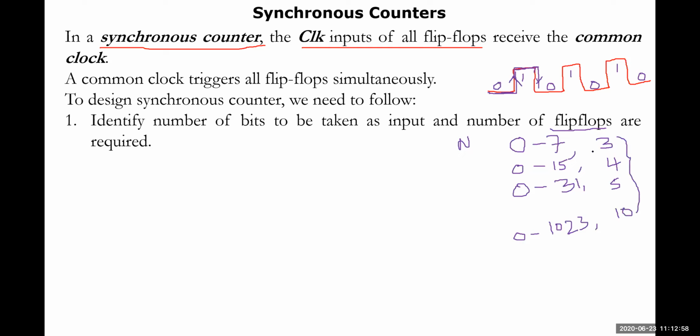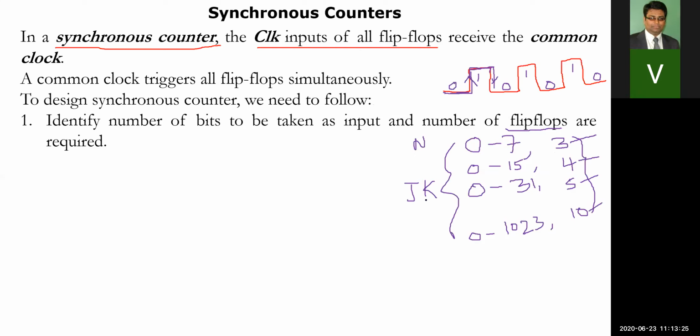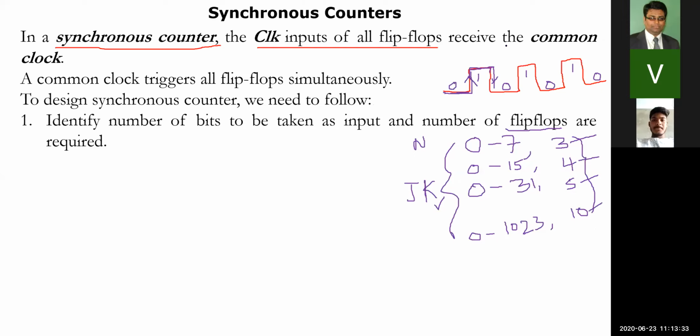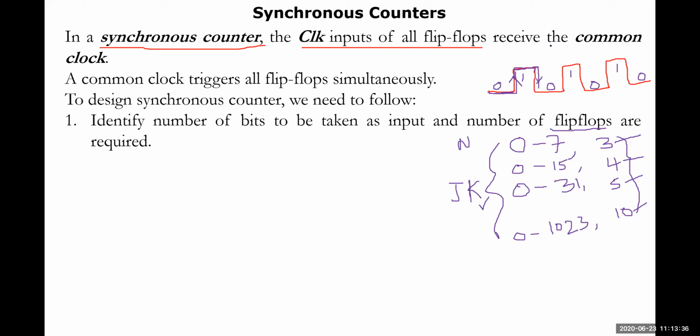Within this, how many flip-flops are required? The number of flip-flops will be 3 in this case, 4 in this case, 5 in this case, 10 in this case. And what kind of flip-flops should you consider? The kind of flip-flops might be JK. JK will be taken into consideration because JK does not have any indeterminate state. The indeterminate state does not exist for JK. So that is why we take JK here. These are the 3 points we would like to involve within the first step.